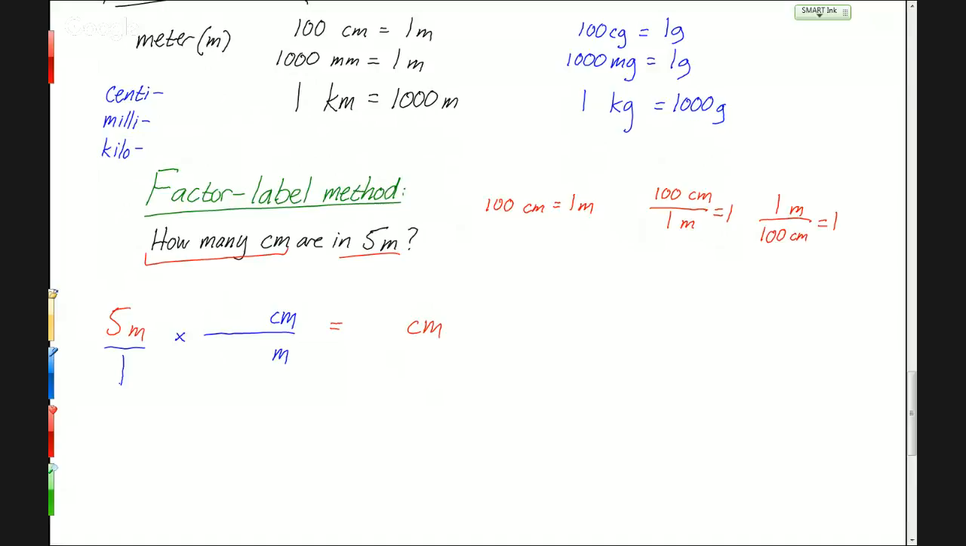Because there's an m on top and an m on the bottom, those actually cancel from each other, because something divided by itself is 1. So that means if we can fill in this fraction with a relationship between centimeters and meters, we can complete this expression. We know the relationship between centimeters and meters from what we wrote down up here. There are 100 centimeters in 1 meter.